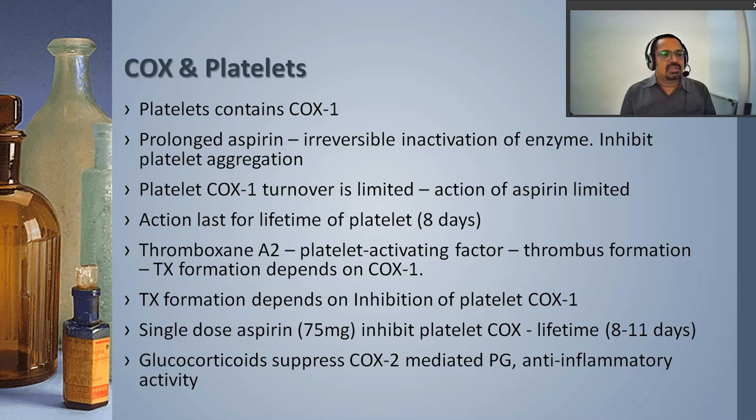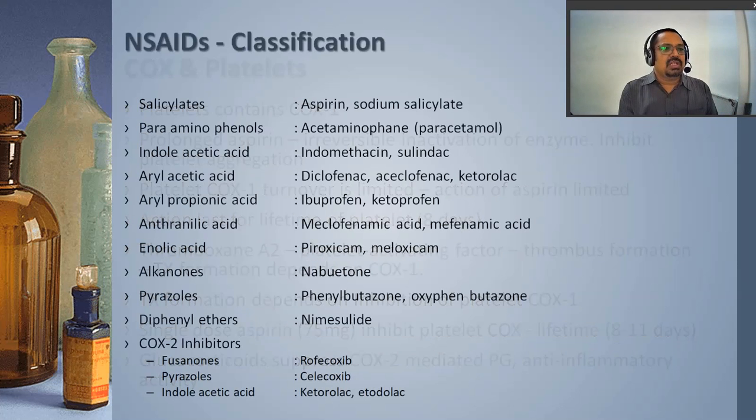So thromboxane formation depends upon the activation of platelets by COX-1. A single dose of aspirin, around 75 milligrams, inhibits the platelet COX for the lifetime of that particular platelet, which is around 8 to 11 days. Glucocorticoids also suppress COX-2 mediated prostaglandin synthesis and anti-inflammatory activity. This is by the COX-2 mechanism, it is not by the COX-1 mechanism.